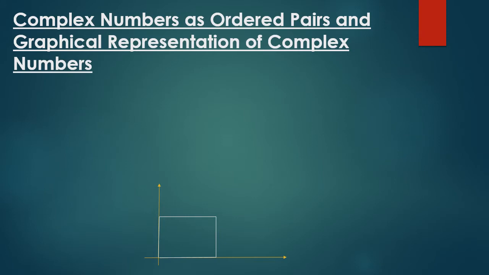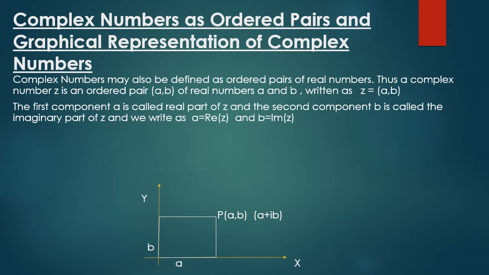The next topic is complex numbers as ordered pairs and graphical representation of complex numbers. So the first topic, complex numbers may also be defined as ordered pairs of real numbers. Thus, we can write a complex number a plus b iota as the ordered pair containing a, b. So we can write z is equal to the ordered pair containing a, b.